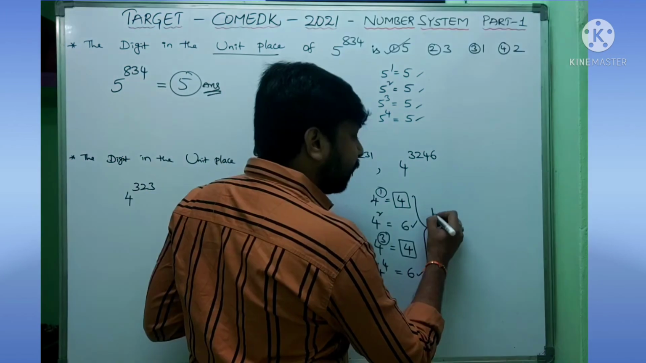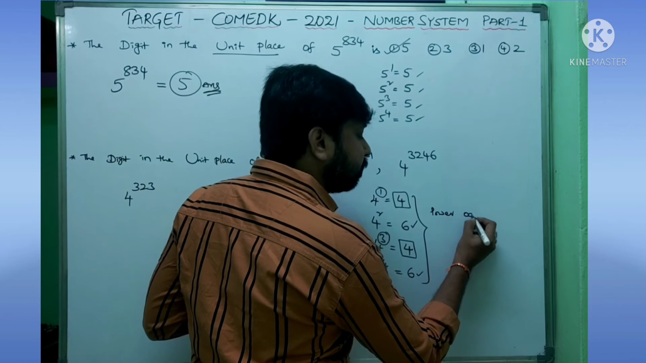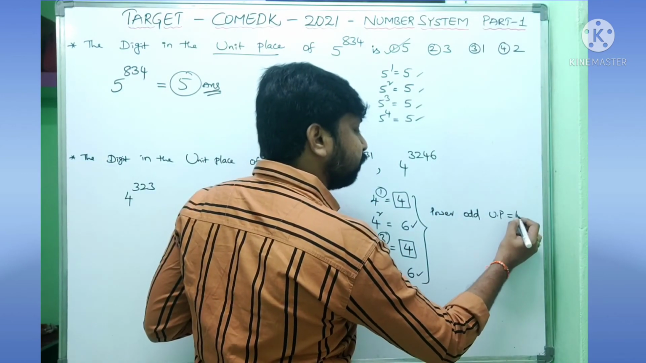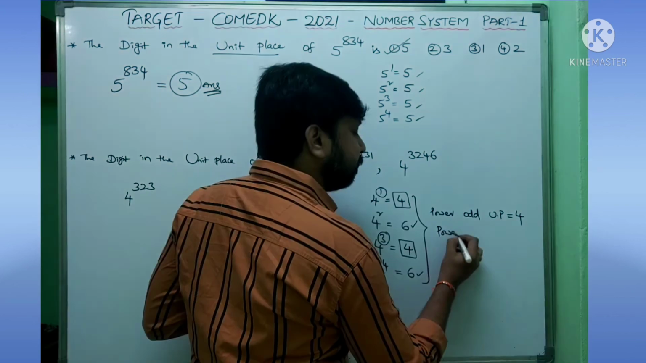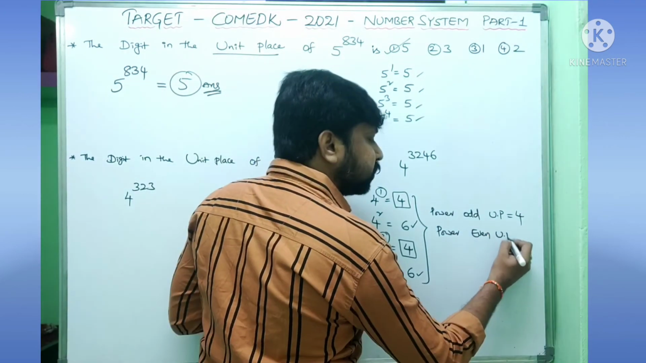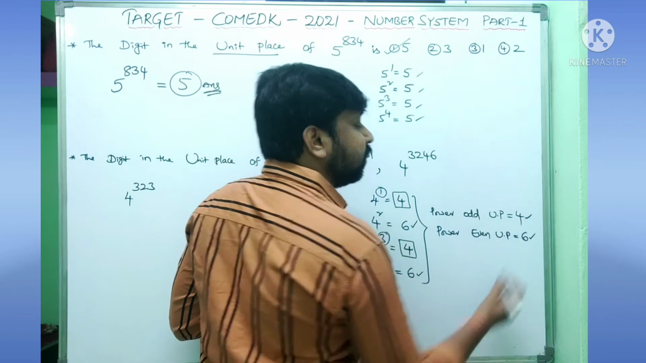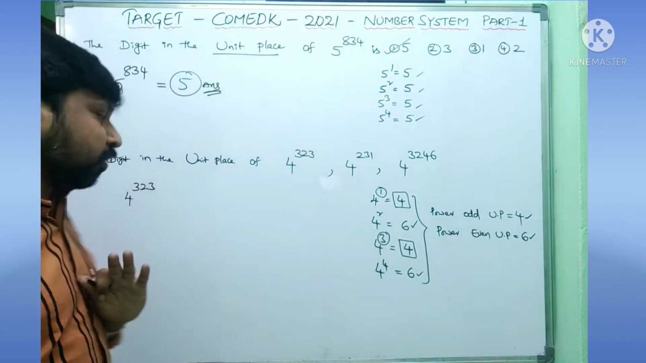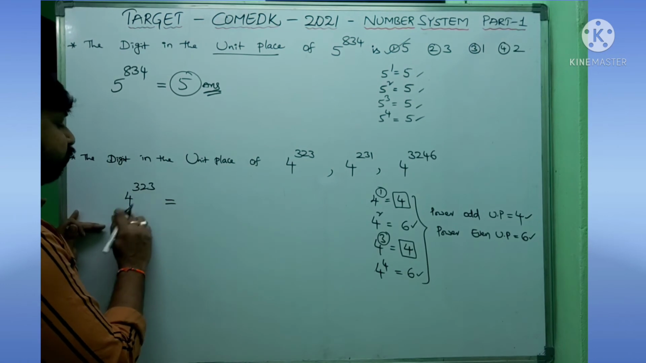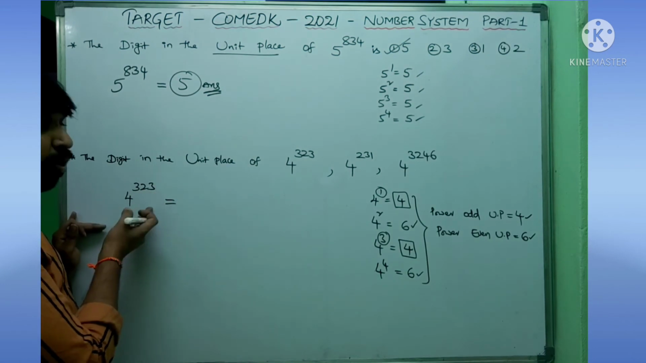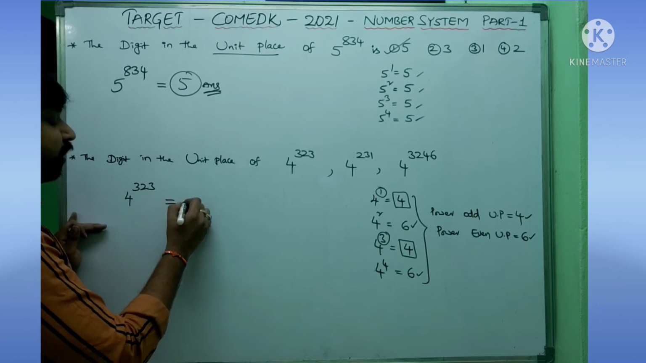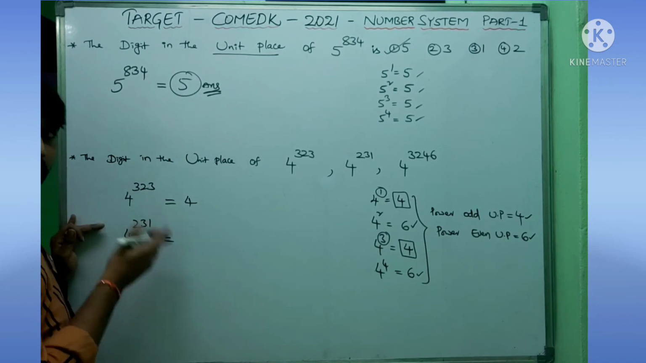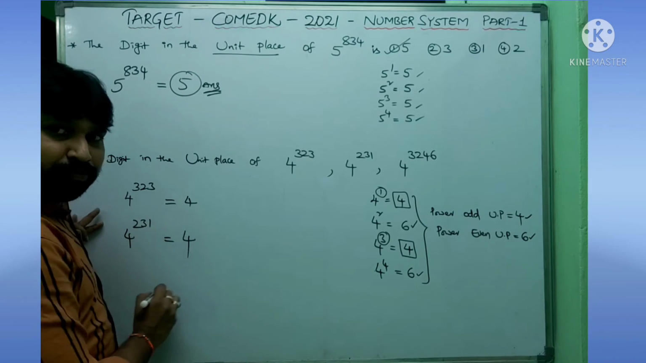Understand that? So if the power is an odd number, the units place is 4. If the power is an even number, the units place is 6, friends. According to this logic you can simplify these questions very easily. Let us see here, friends. 4 power 323, of course this is an odd number. Whenever the power is odd, the answer is 4. Next, 4 power 231 is given. 231 is odd, so the answer is 4 only.